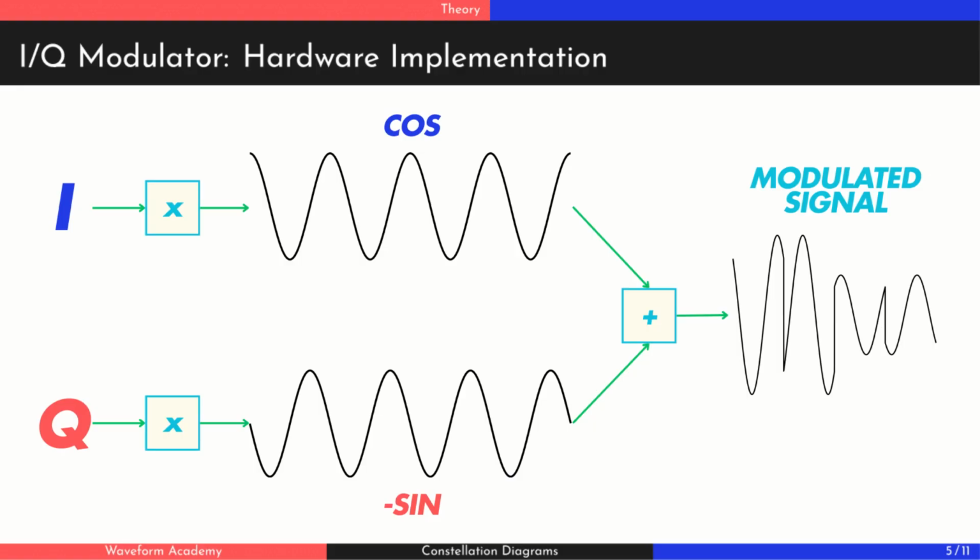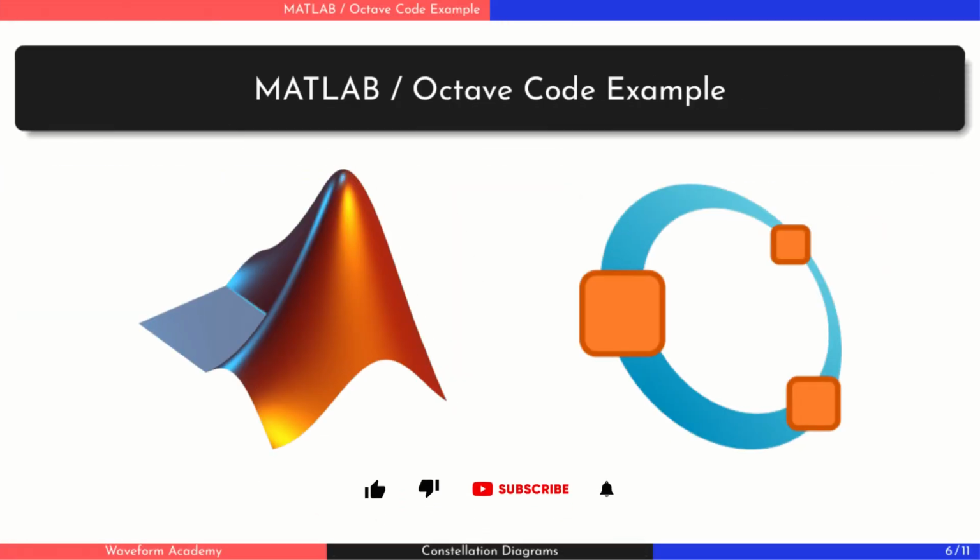This abstract IQ concept solved a real hardware problem. Rather than building complex phase and amplitude controllers, we use simple multiplications and addition, operations that are easy to implement in both analog circuits and digital processors. Now let's move on to the second part of the video, where we'll compare these two modulation methods in simulation. You can find the code linked in the description below.